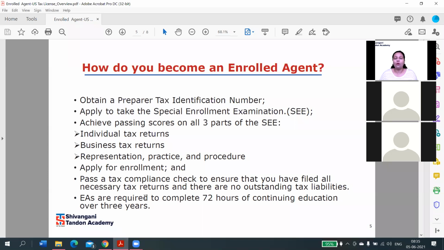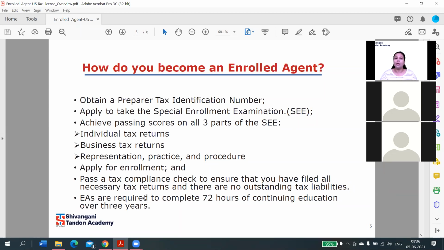Then we have part 2. Part 2 is business tax returns. It is all about the return preparation of business entities, like the tax knowledge of corporate tax returns, partnership returns, and S corp returns. Basically, the kinds of business firms the US has, and how to file the tax return for each kind of firm, because the rule for each firm is different.